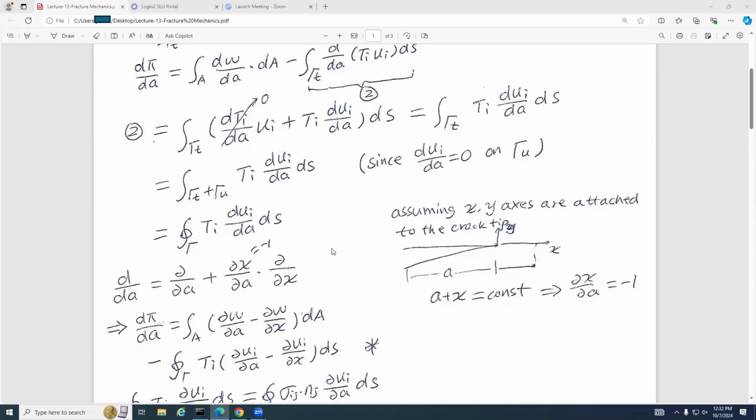Here is a crack. This is the x, this is y, and this is the origin. So this is A. You can see that A plus x equals constant. A plus x equals constant, and then dx/dA equals -1.